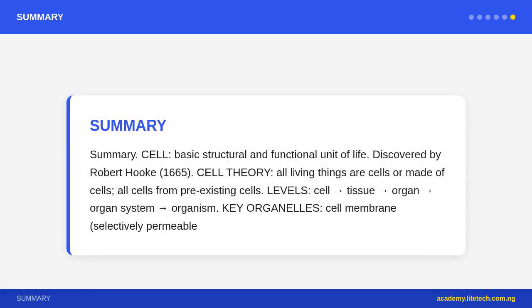Summary. Cell, basic structural and functional unit of life. Discovered by Robert Hooke, 1665. Cell theory. All living things are cells or made of cells, all cells come from pre-existing cells. Levels, cell, tissue, organ, system, organism.